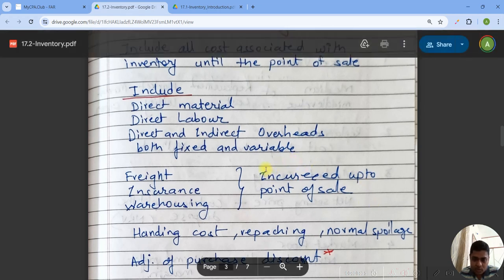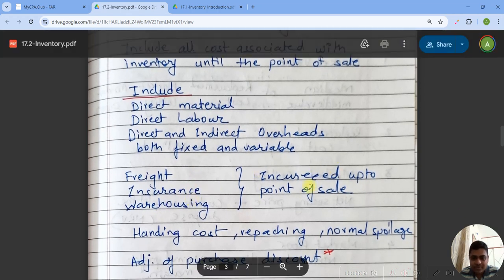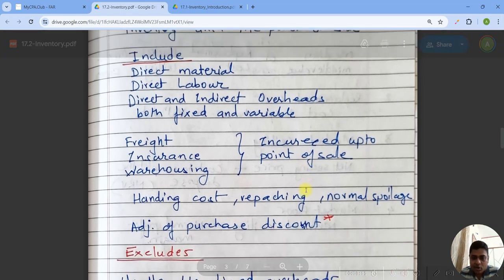You have to know that freight, insurance, and warehousing can be included as a part of valuation of inventory, but up to the point of sale only. Handling cost, recapping, packaging, then normal spoilage, etc. are also added, and then the purchase discount is adjusted.